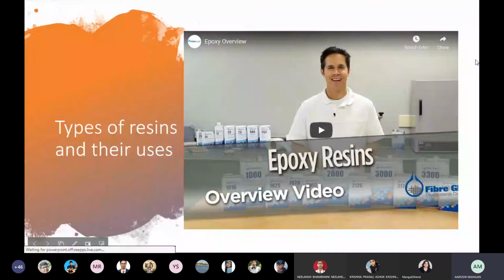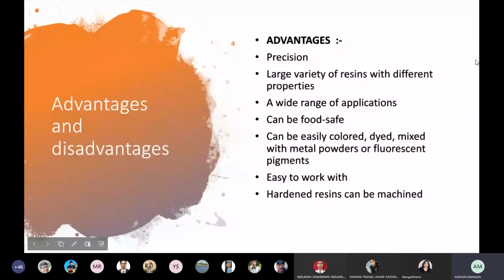So now, advantages and disadvantages of resins. Advantages: precision, and a large variety of resins with different properties. Now we've seen in the previous video that epoxy resin itself has different varieties inside.